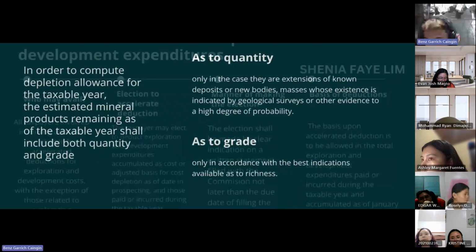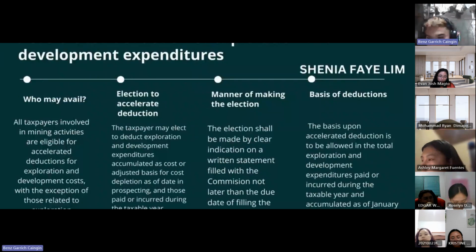Accelerated deduction of exploration and development expenditures. Who may avail? All taxpayers involved in mining activities are eligible for accelerated deductions for exploration and development costs, with the exemption of those related to exploration and production development.